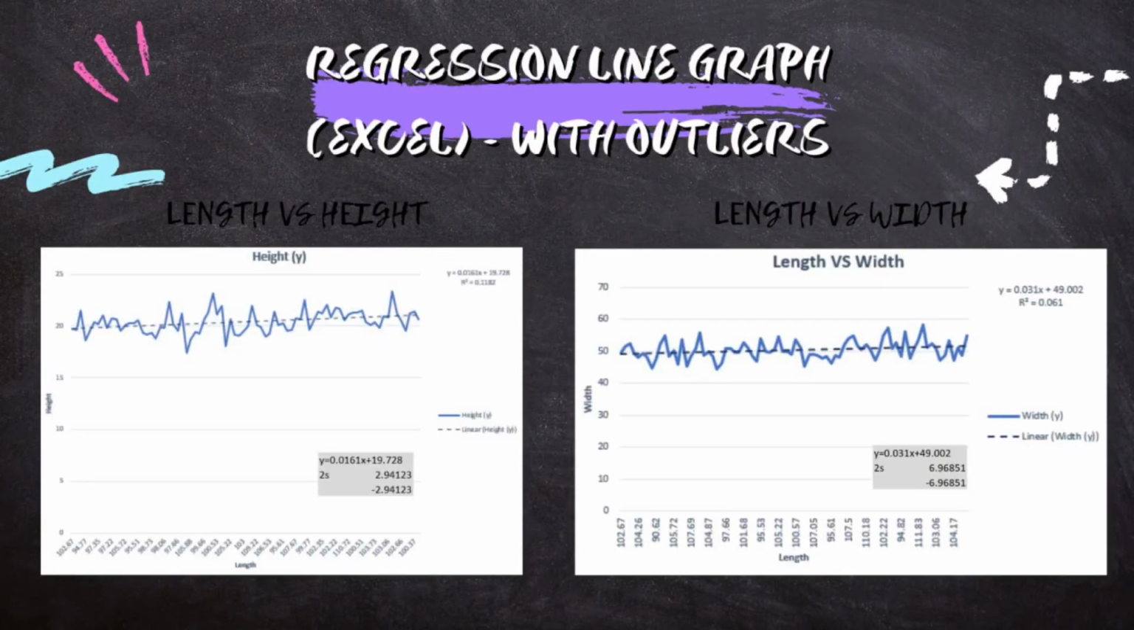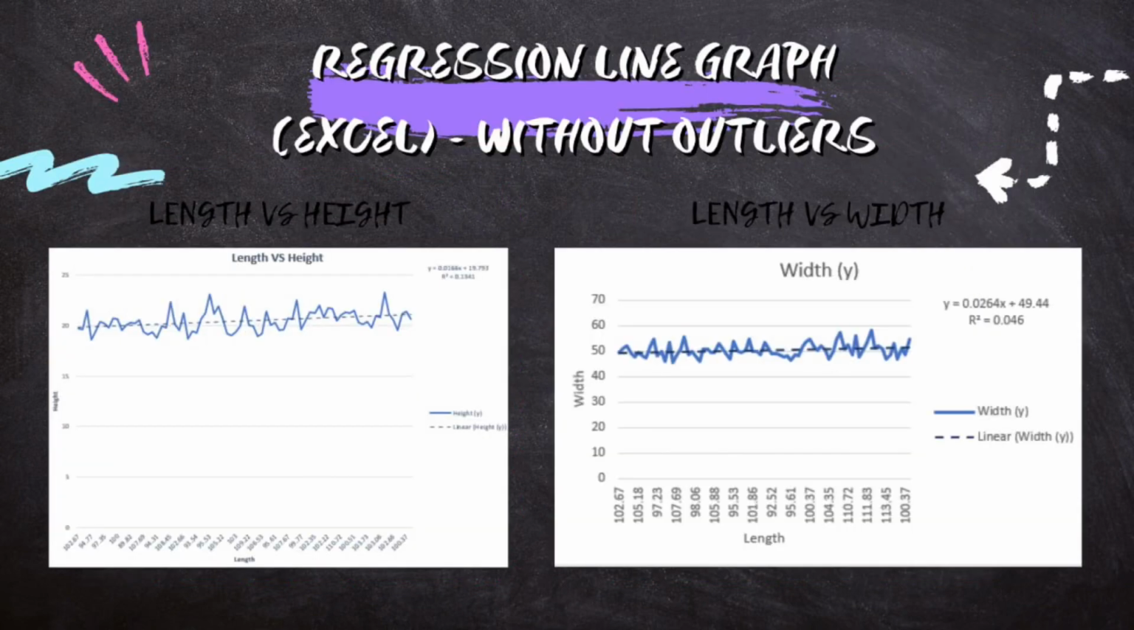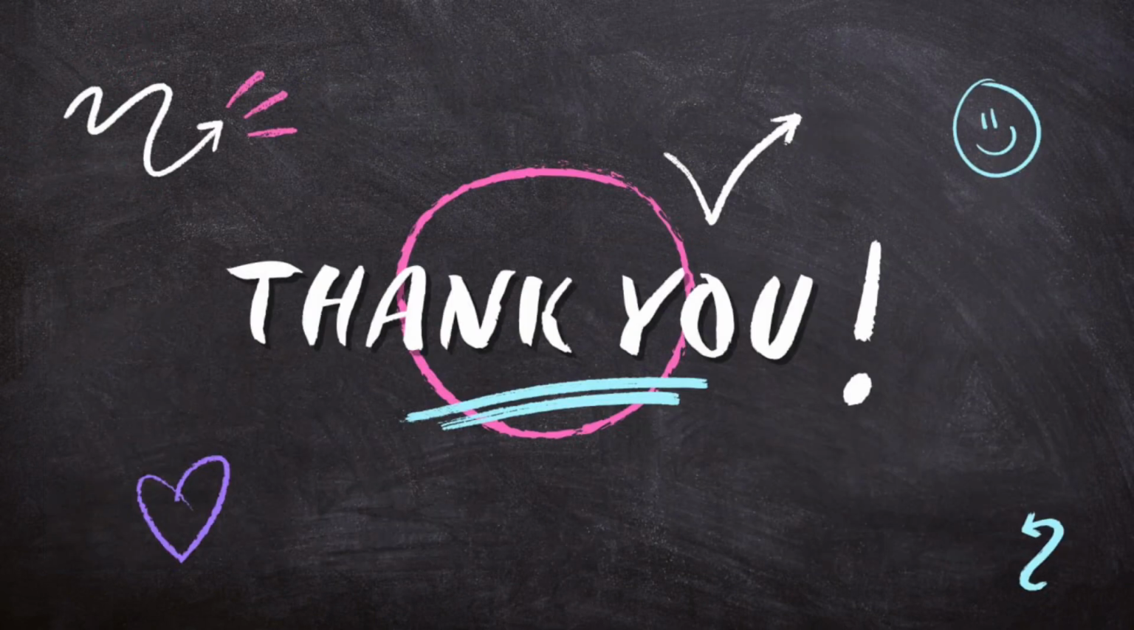Next, we choose to focus on the graph of length versus width and perform a simple linear regression test to determine outliers. Lastly, we compile a new dataset with the outliers removed and we have a correlation coefficient higher than the dataset with outliers. This is because when the correlation coefficient is higher, it means that the new line is a better fit to the remaining data values. That's all from us.